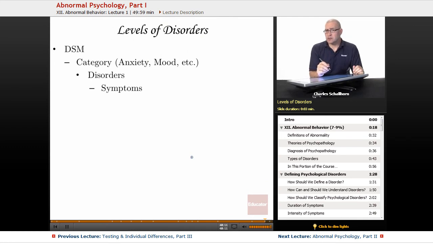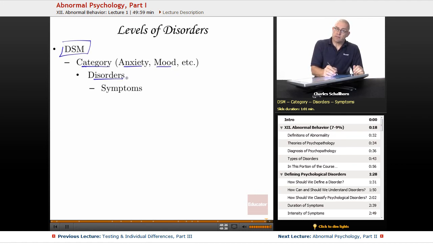Something that you're going to see multiple times in this unit is we've got the DSM, and we're going to be looking at the category of a disorder. And so categories are going to be anxiety, mood, schizophrenia, somatoform, and some others. Then we're going to look at disorders. So PTSD, OCD, severe depression, bipolar disorder, schizophrenia. So names of disorders. And then symptoms.